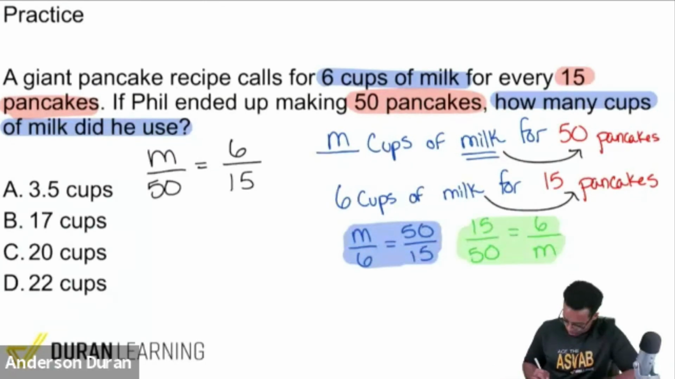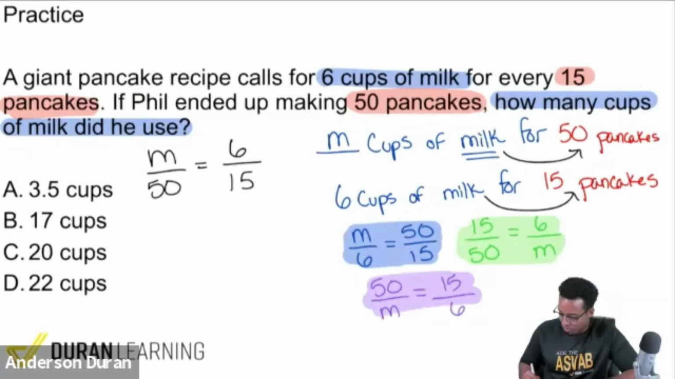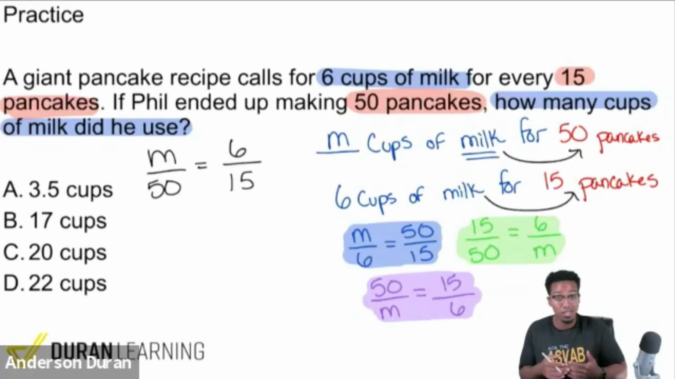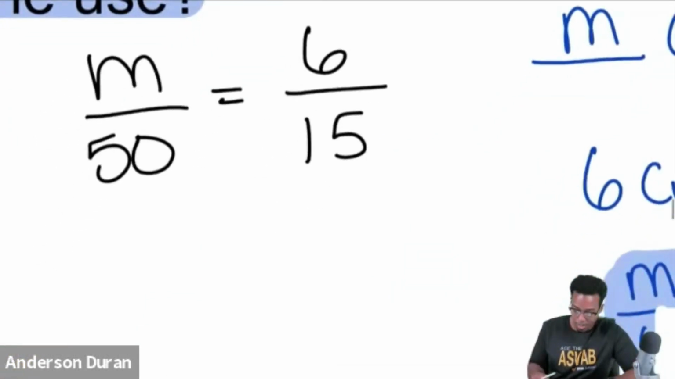One last way before I solve this, you could have done 50 over M equals 15 over 6. That's the last one I'll do, but again, there's a bunch of different ways. As long as when you set it up, you're comparing cups of milk to pancakes in the same way, you're absolutely good. So let's go ahead and take the time here and solve. That's some loud thunder. So with that, here we go.